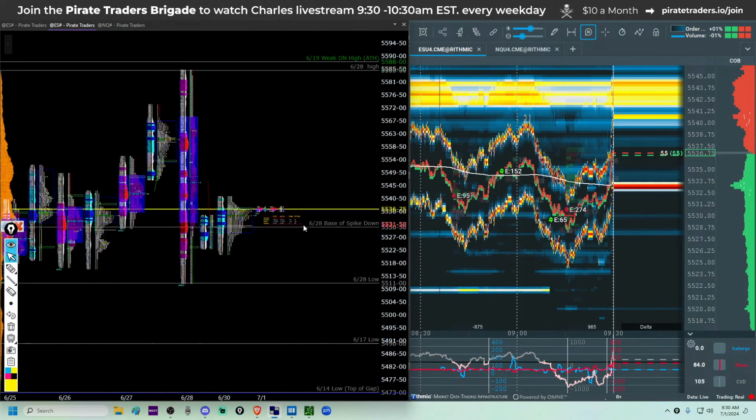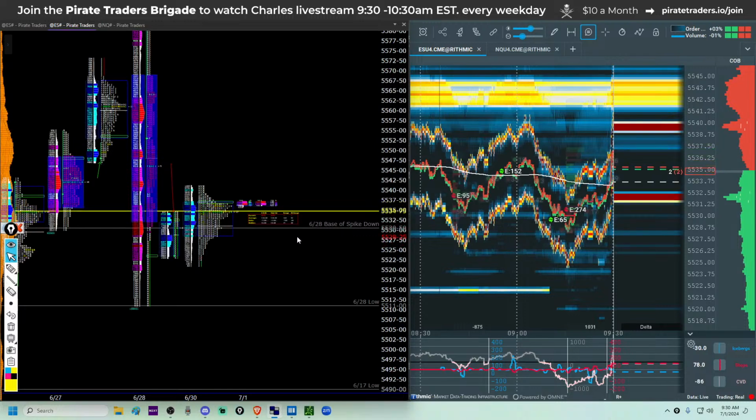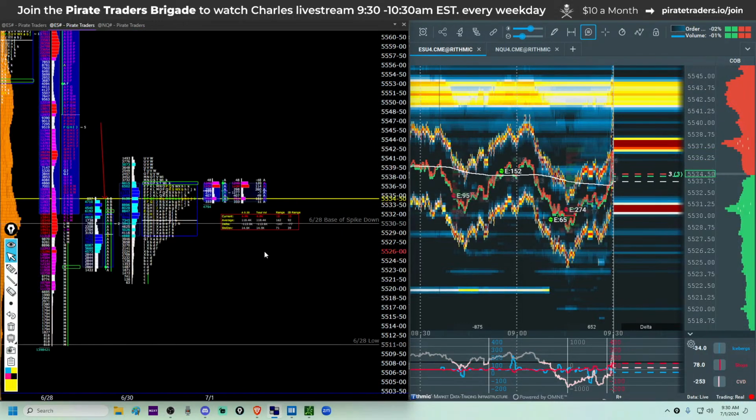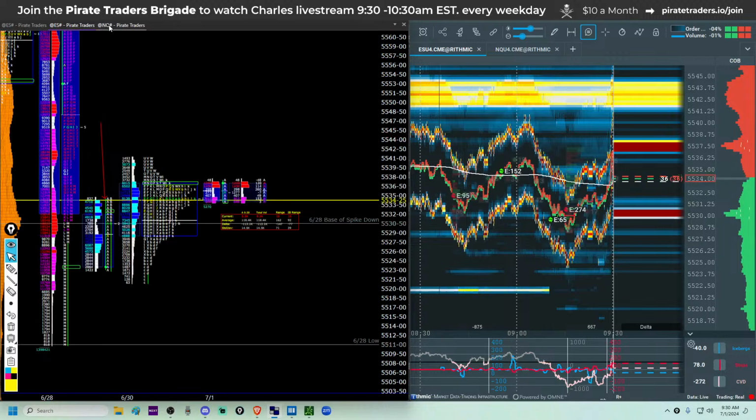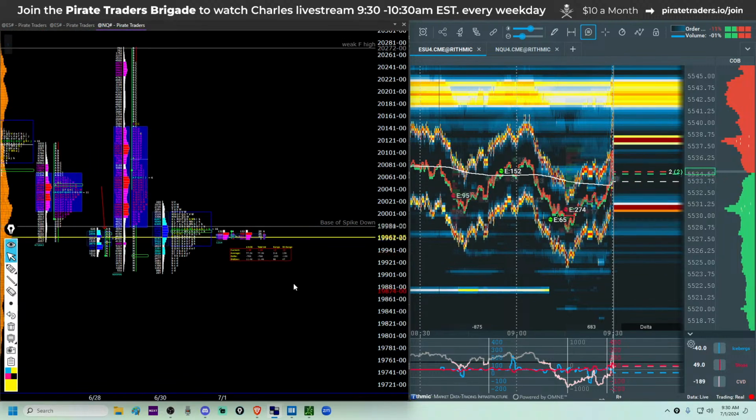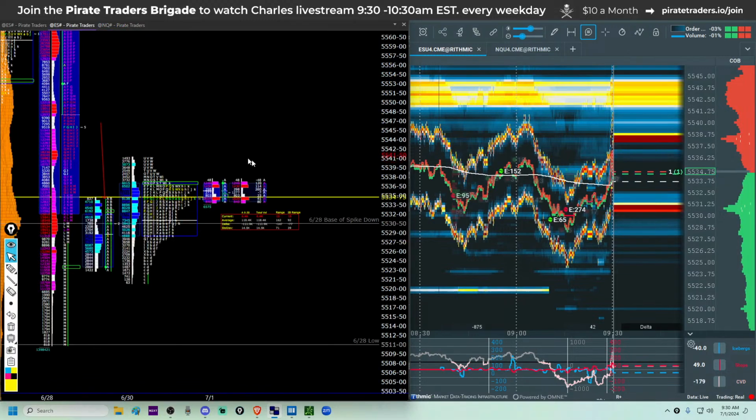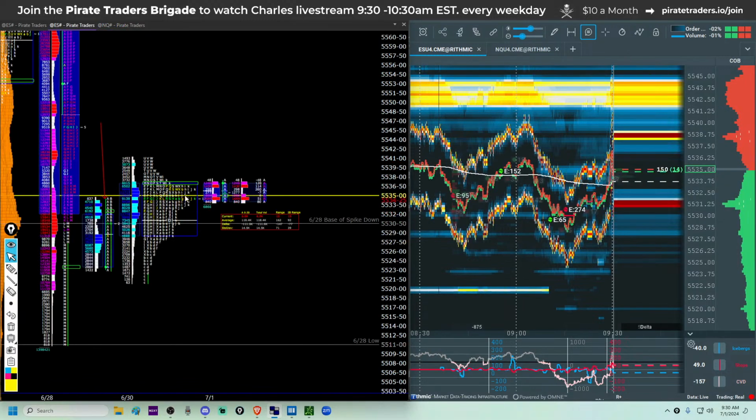There we go. The market is open. So on the ES, we opened above the base of the spike down. That is less bearish to see. And on the NQ, we opened below it. That is more bearish to see. But both markets remain bearish as long as we stay below the overnight high.